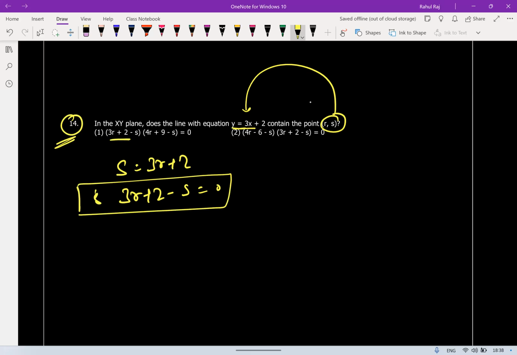It says (3r plus 2 minus s) into (4r plus 9). Imagine 3r plus 2 minus s is a and this is b. So option number 1 says ab is equal to 0. It can say that either a can be 0 or b can be 0. Not sufficient.